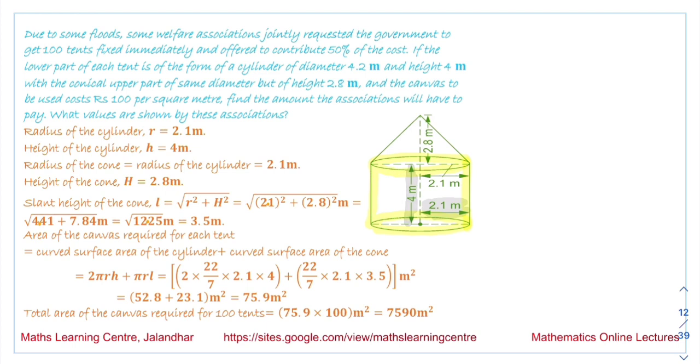For this cylindrical part, the height is 4 meter, and the conical upper part of the same diameter, the upper part is this cone we are talking about. This is the conical part. It has the same diameter as that of the cylinder, and its radius is 2.1 meter and the height is 2.8 meter. This is the height given, it is 2.8 meter.